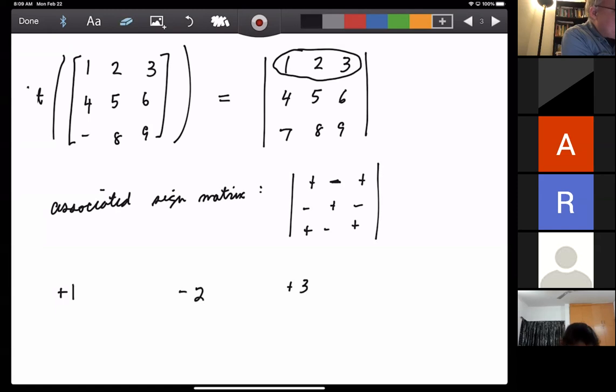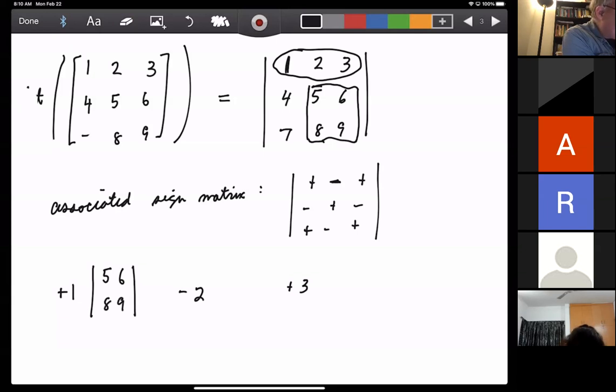And then for each of these numbers in the row we picked, we're going to multiply by a smaller 2x2 determinant. For the entry 1 here, we cross out the row the 1 appears in, so cross out the top row, and cross out the column the 1 appears in, that leftmost column, and we're left with a smaller square matrix. So we take the determinant of that so-called minor, the smaller matrix.